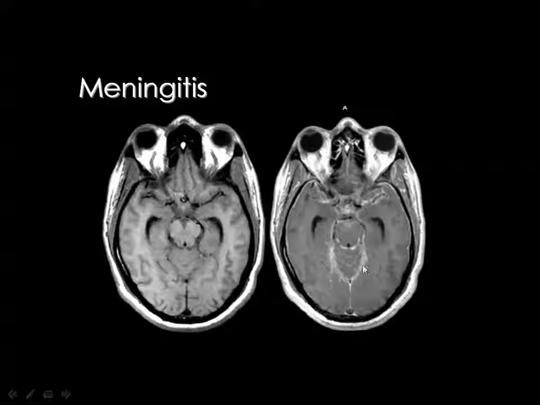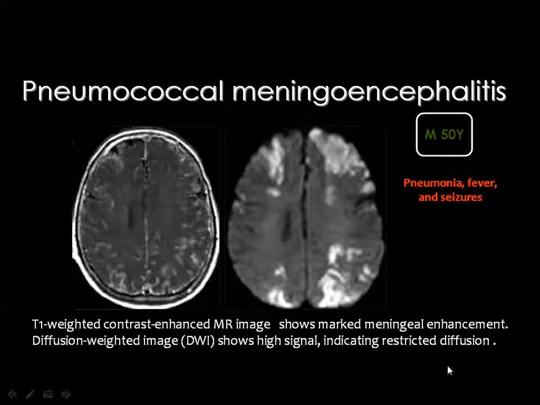You can see enhancement along the tentorial leaflets, enhancement through the cerebellar folia, enhancement in the cistern around the midbrain, and enhancement in the sylvian cisterns as well as in the suprasellar cistern. And you can easily appreciate the dilatation of the temporal horns, reflecting the state of hydrocephalus.